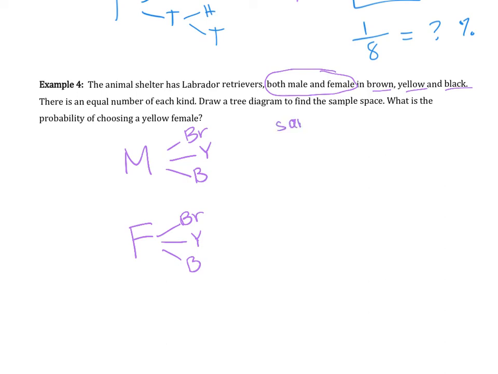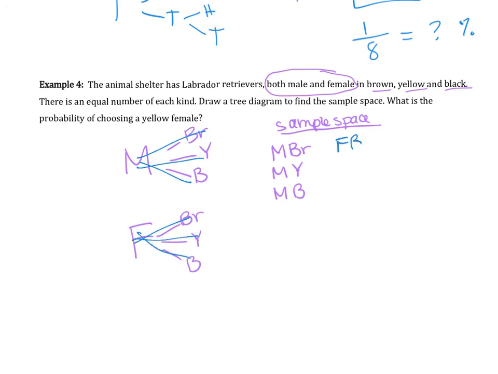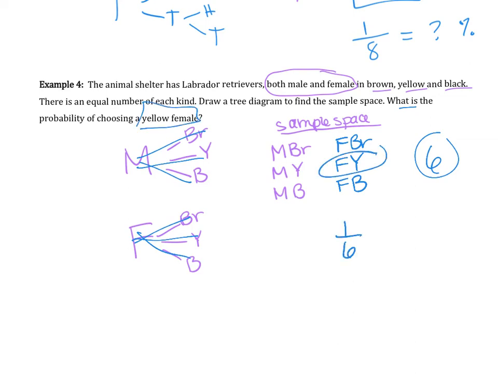Sample space. The first one would be male, brown, male, yellow, and male, black. And again, this is where I got this from. Male, brown, male, yellow, and male, black. And then again, female brown, female yellow, and female black. Then there are 6 possibilities. What is the probability of choosing a yellow female? There's only 1 yellow female out of 6, and I know that is a 17% probability.